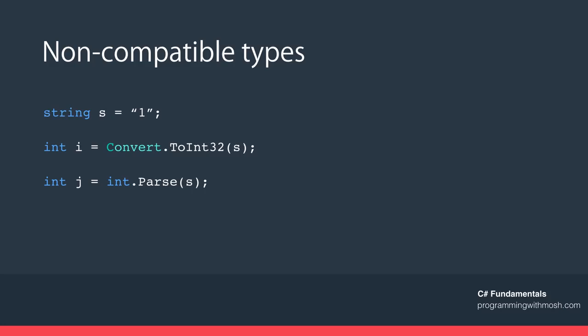We also have this Parse method here. All the primitive types that I explained in the last lecture, like integer, long, float, boolean, they all have this Parse method. The Parse method takes a string and tries to convert that to the target type, in this case an integer.